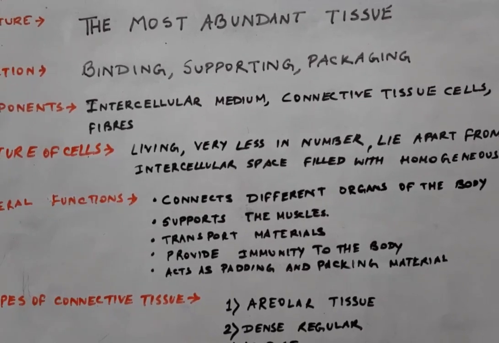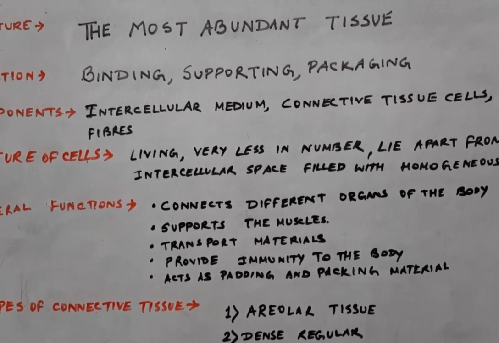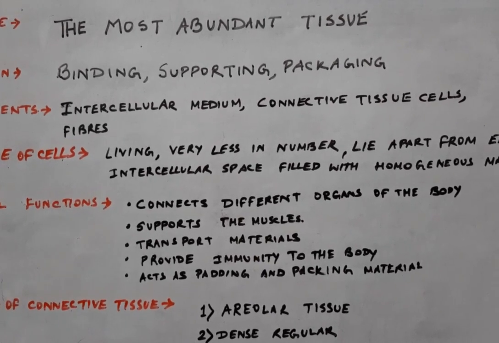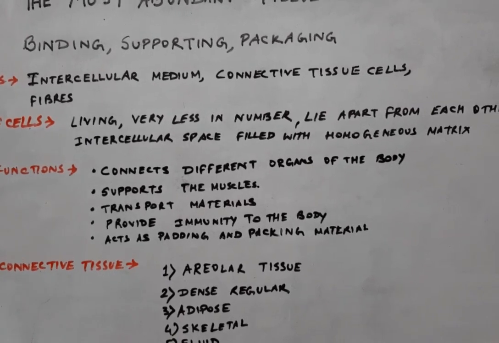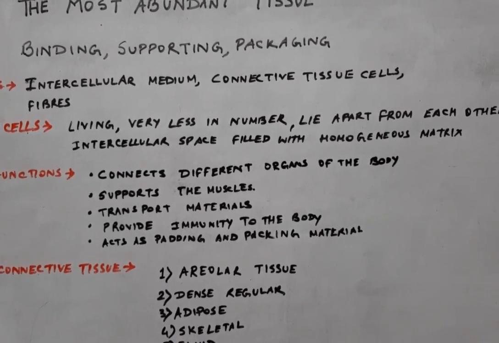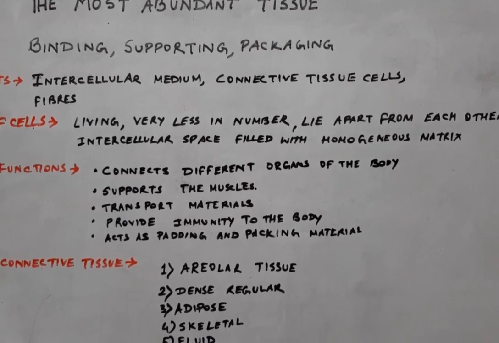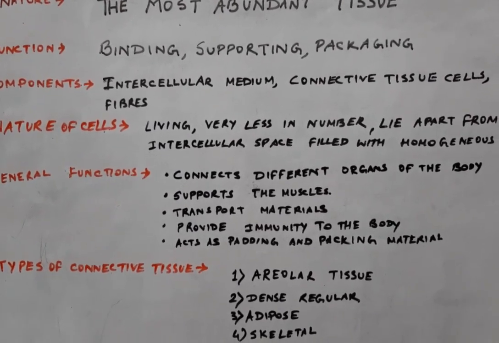Now the nature of the cells of this type of tissue. The cells of this type of tissue are generally living. They are very few in number. They lie apart from each other, and the intercellular spaces between the cells of these tissues are filled with homogeneous matrix. So this is the nature of the cells of this type of tissue.